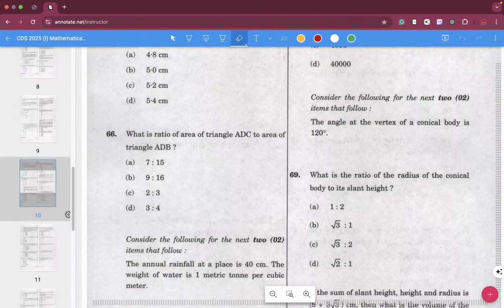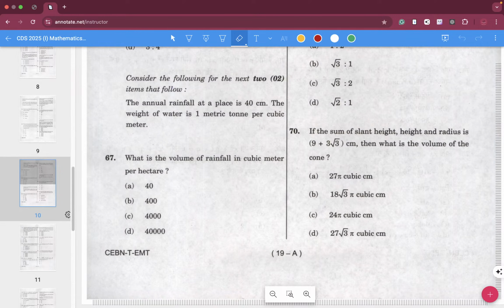Now let's look at this one. Consider the following for the next two items that follow. The annual rainfall at a place is 40 centimeter. Annual rainfall that they have given to you is 40 centimeter. The weight of the water is 1 metric ton per cubic meter.